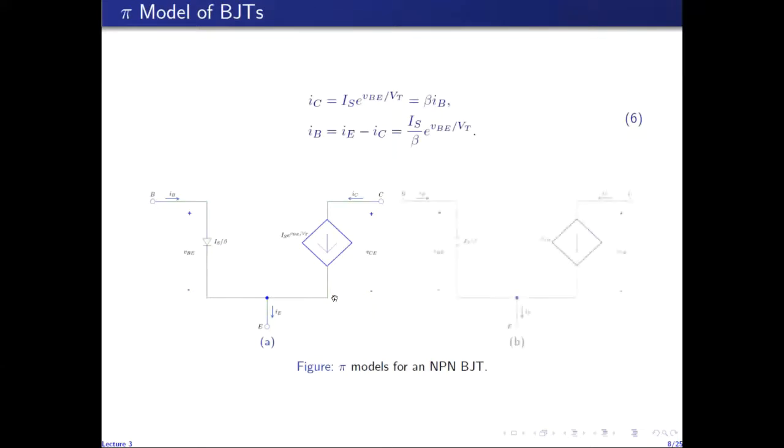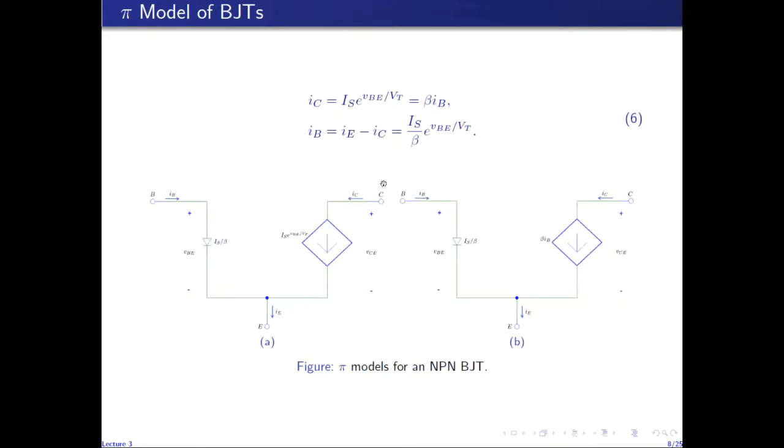So again, instead of using this expression, we can use the expression that relates the collector current with the base current through beta and represent the collector current, instead of a voltage controlled current source, by a current controlled current source. So the collector current is now given by beta times IB. So these two models are again perfectly equivalent to each other.